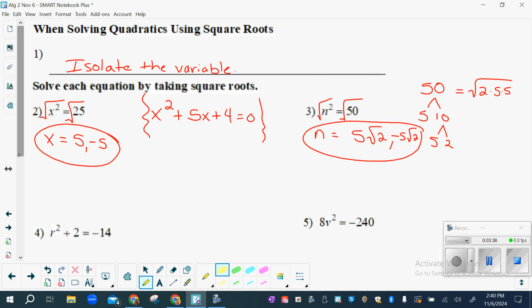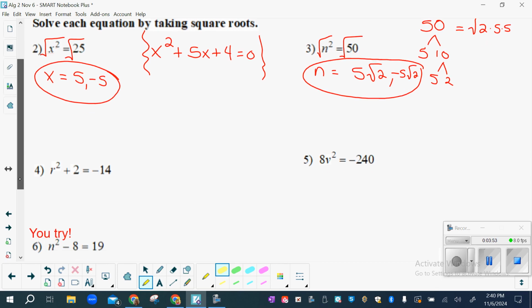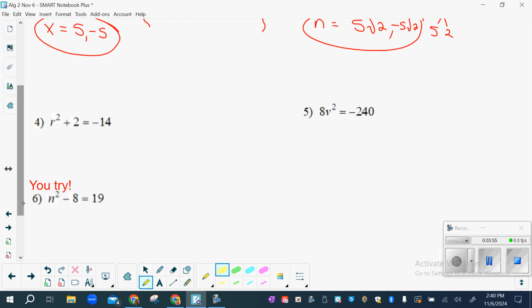Okay, so here on 2 and 3, was the variable isolated already? Or do we have to do something to isolate it? On number 2 and 3, the variable was isolated. Was it by itself on one side? Yeah. So what about number 4? Is the variable by itself? No, it's not.